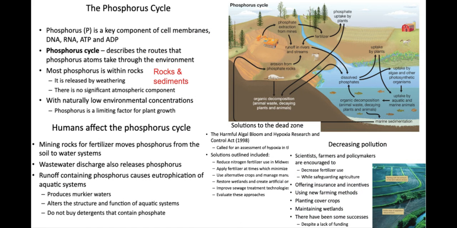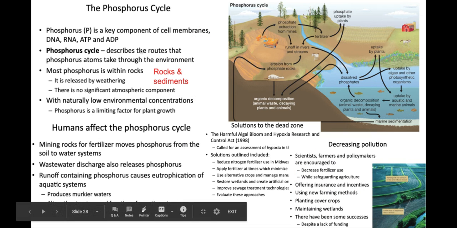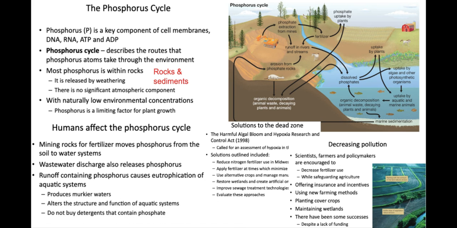Okay. Phosphorus cycle. The phosphorus is important because it's a component of cell membranes. If you remember, cell membranes are made of phospholipids, right? It's a phospholipid bilayer. That means it has phosphorus in it. We also have phosphorus in our DNA, RNA, ATP, and ADP. So the phosphorus cycle is going to account for how phosphorus moves.